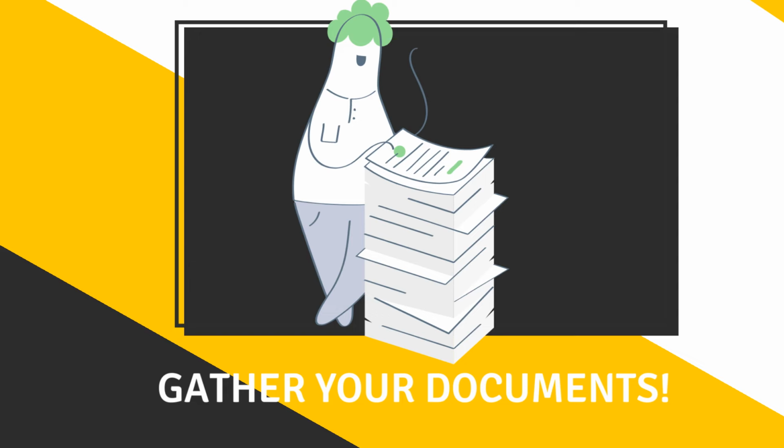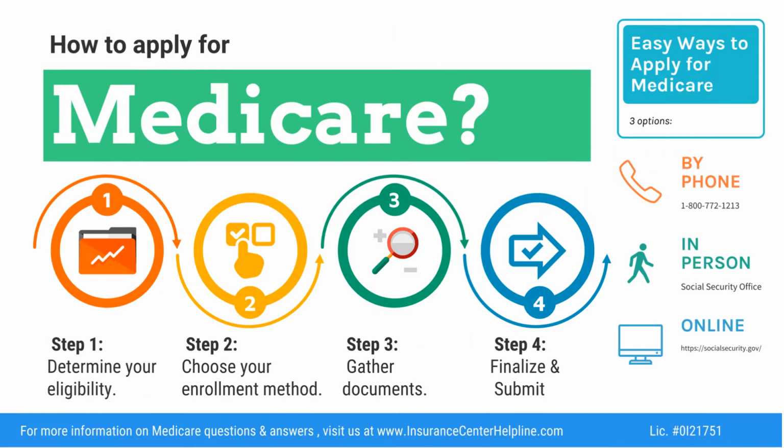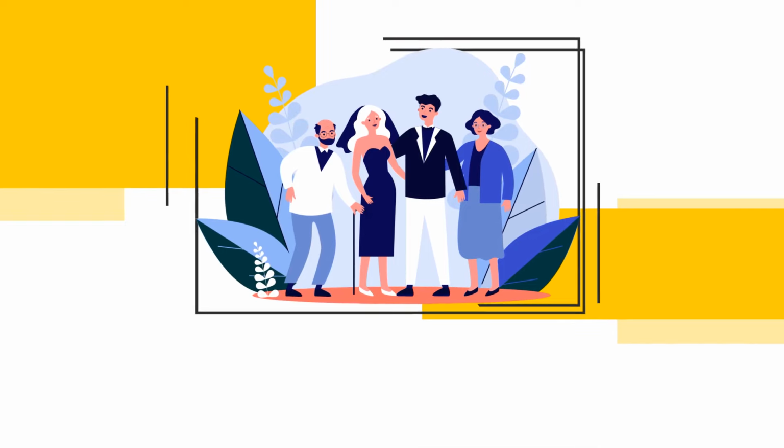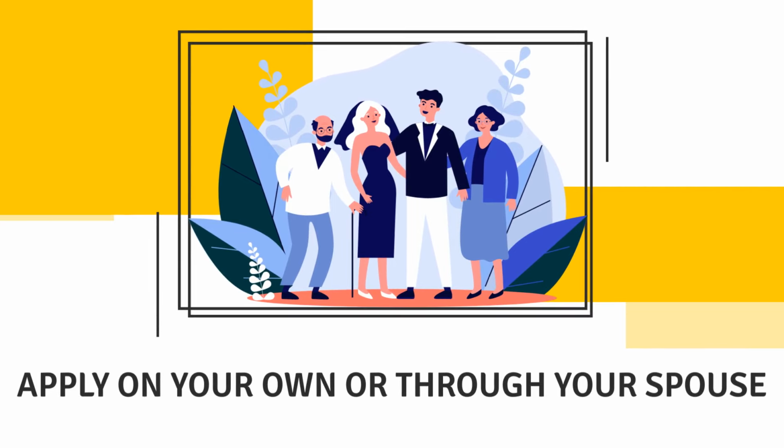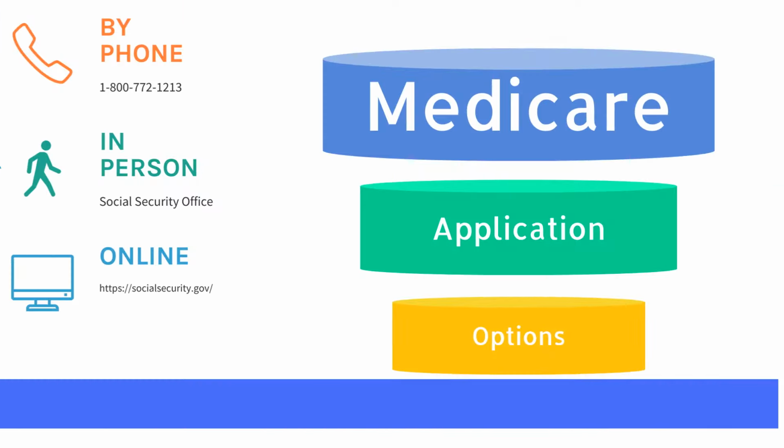Next step is basically gather all the necessary documents. Before starting your application, make sure you have the required documents. This may include your Social Security card, birth certificate, proof of age, proof of U.S. citizenship, lawful residency, and any relevant employment or insurance information. You may also need to remember some details of your previous marriages in case you do not have enough credits or units to qualify for Medicare on your own.